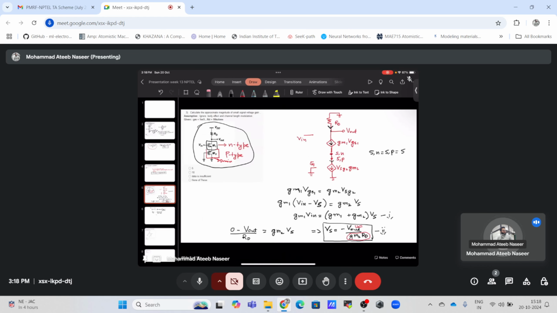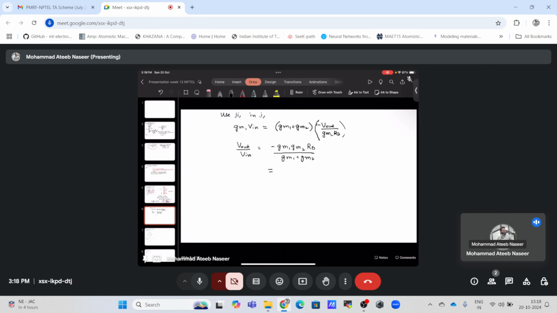gm1 is 1 and gm2 is also 1. rd is 10 kilo ohms, so it is 10 to the power of minus 3 times 10 to the power of minus 3 times 10 kilo ohms, so it is 10 into 10 to the power of 3. gm1 plus gm2 is 10 to the power of minus 3 times 2. Okay, as simple as it gets. So this cancels with this, this goes with this, so it is simply minus 5.